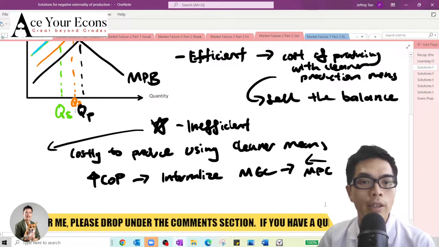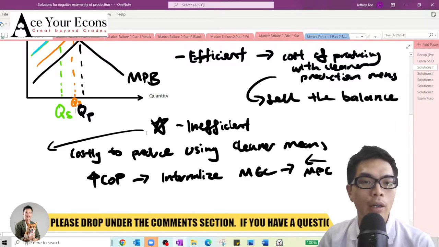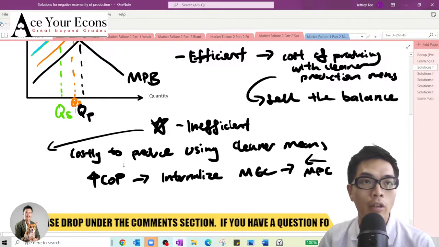So focus on the one that I put star. The one about dirty firms or inefficient firms. Focus on that, put a star.